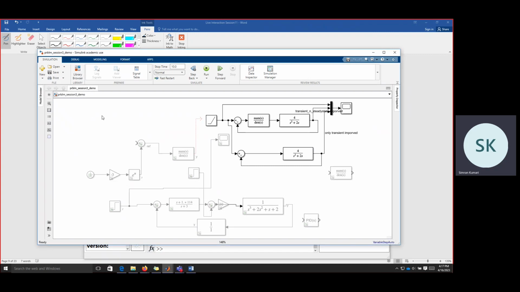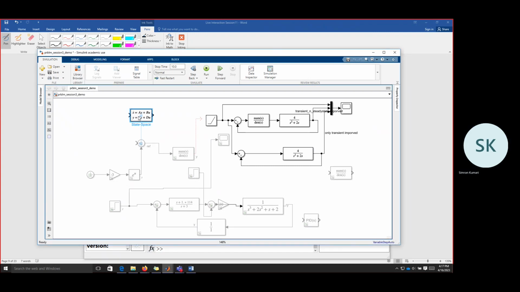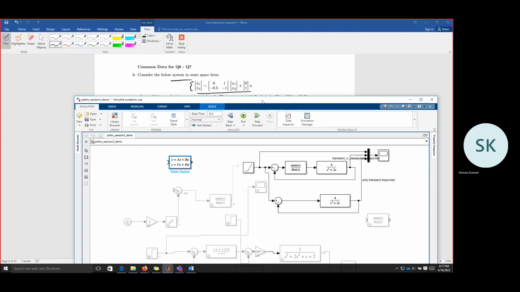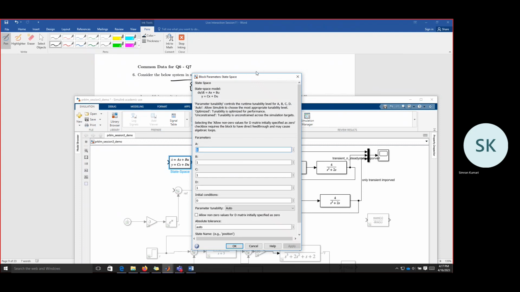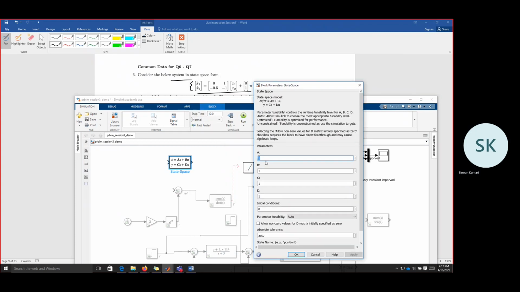Okay, so we have this state space block. In the system, A is a matrix which is [0, 1; -0.5, -1]. B is [0; 1]. C is a 2 cross 2 matrix because the output is y2 and y1.